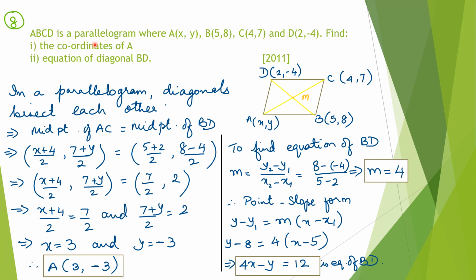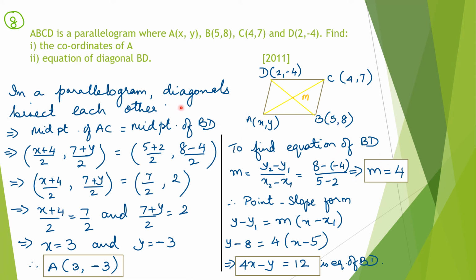Now, in this question, ABCD is a parallelogram. A is x comma y, B is 5 comma 8, C is 4 comma 7, and D is 2 comma minus 4. We have to find the coordinates of A and the equation of the diagonal BD. You see that both these questions are independent. If you are unable to find the coordinates of A, at least you can definitely find the equation of BD by this method. We'll come to that.